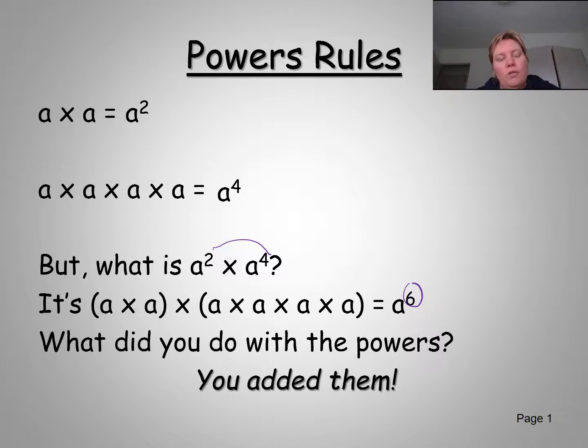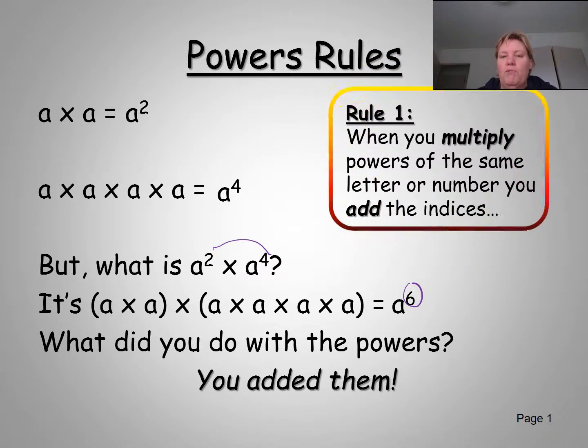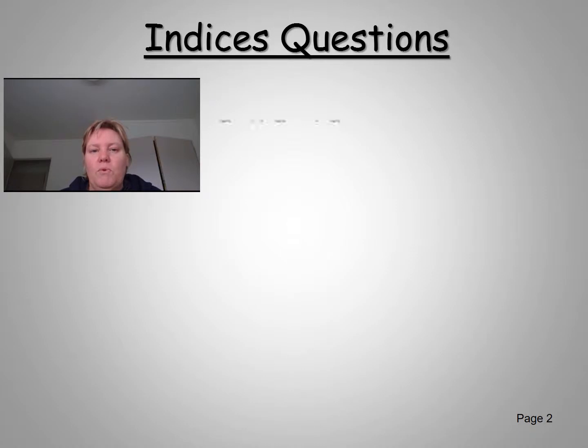You can do a little shortcut when you've got indices, as long as the bases are the same. If the bases are the same, don't touch them, and you can shortcut it. So rule number 1 for powers: when you multiply powers of the same letter or number, you add the indices. Pretty easy. Let's have a look at some questions.